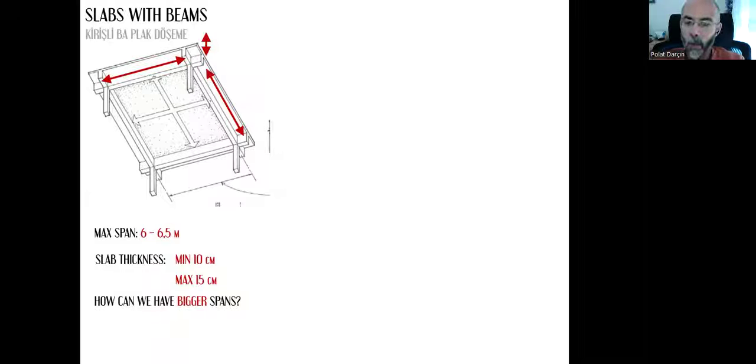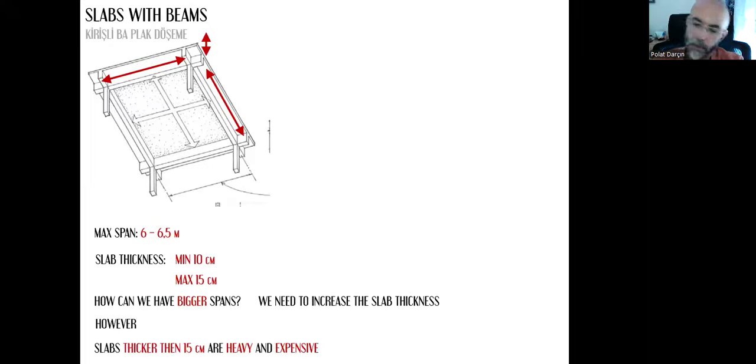But what if we need bigger spans? Of course, we need to increase the slab thickness. However, if the slab gets thicker than 15 centimeters, it will become heavier and heavier. That's something that we don't want. We don't want a heavy load over the beams and the columns. And it will become more expensive.